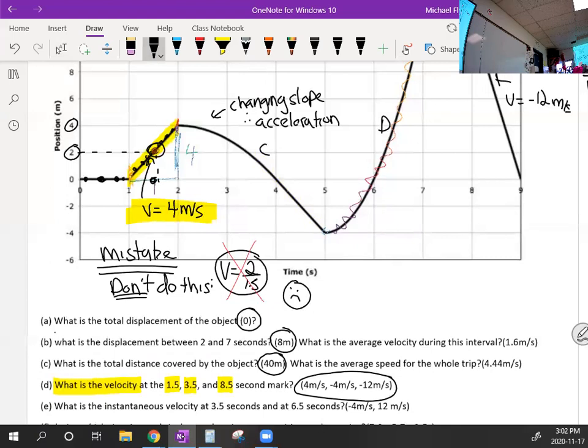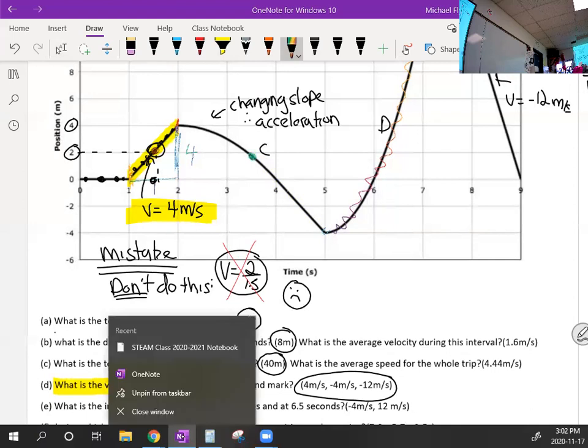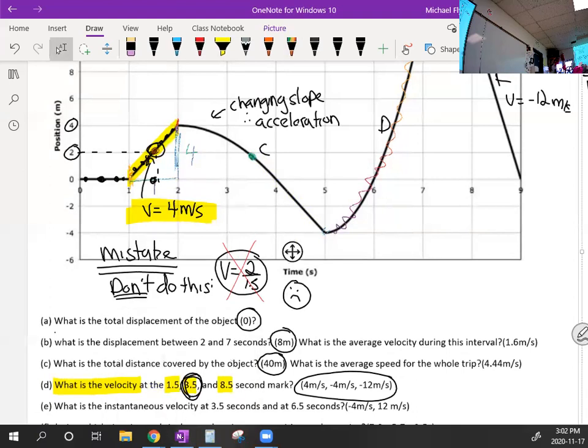Now, where it gets interesting is at the 3.5 second mark. That's where it gets interesting. The reason is that at 3.5 seconds, that puts us right here on this curve. That is the 3.5 second mark. Now, that's a curve. So in order to answer that question, I need to draw a tangent line. Okay, so let me go ahead and draw a tangent line for you.